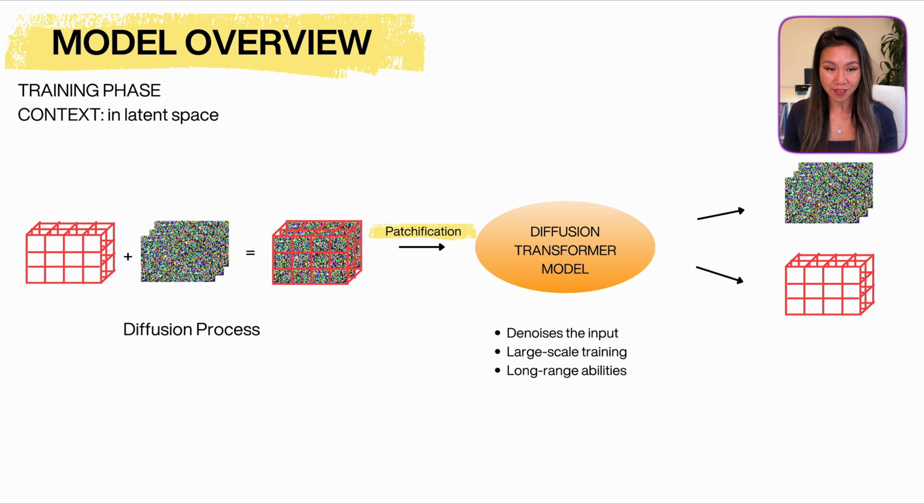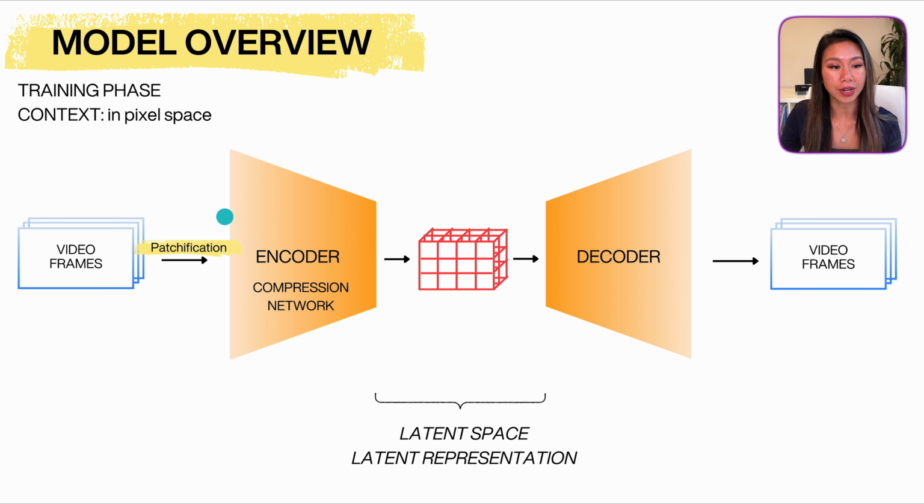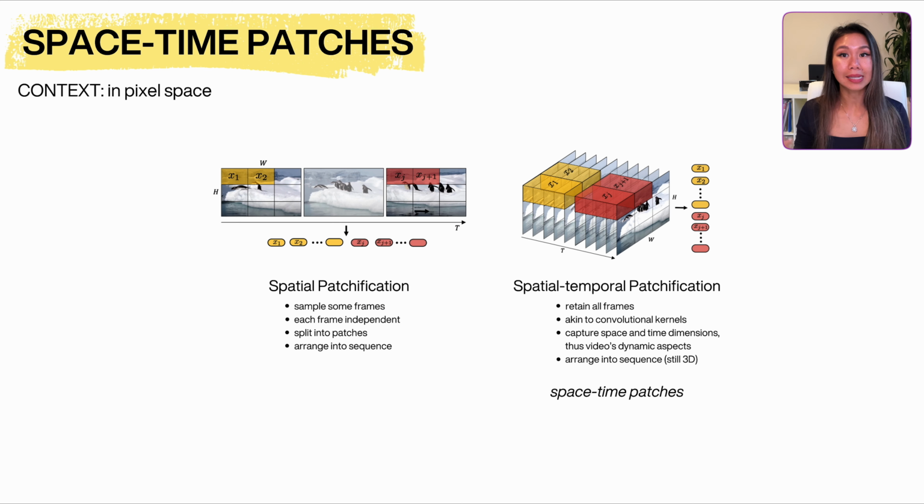One key aspect that I haven't mentioned yet is patchification. It happens to the latent object before it's passed into the diffusion transformer model, and to the original video before it's being passed into the encoder. So what is patchification? Basically, patchification is slicing an image or a video into smaller chunks, smaller patches, and then rearranging it into a sequence.